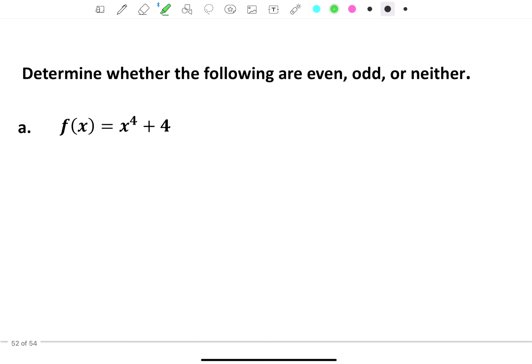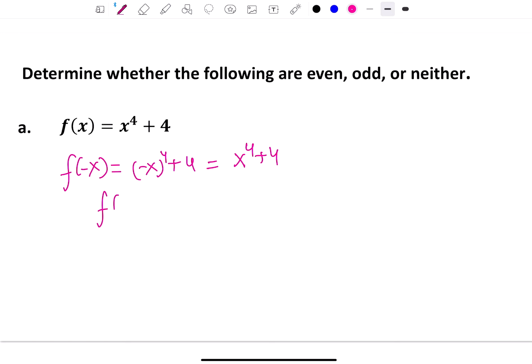Let's see an example. Decide if the given function is even, odd, or neither. So I'm going to replace x by negative x and see if that makes any difference. Looks like I have the same function back. So if I replace x by negative x, it did not really change my function. f of x is equal to f of negative x. That means this is an even function.